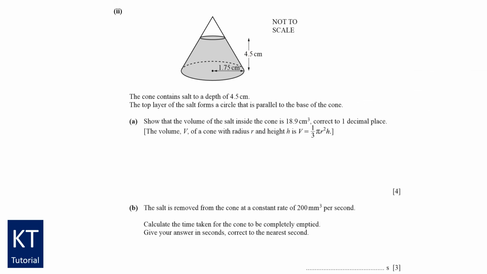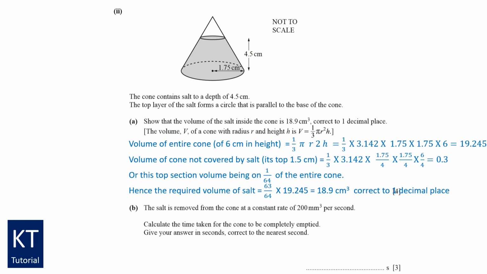Question 4b2. The cone contains salt to a depth of 4.5 centimeters. The top layer of the salt forms a circle that is parallel to the base of the cone. Show that the volume of the salt inside the cone is 18.9 centimeters cubed, correct to 1 decimal place. For what is required, I like to share two methods.